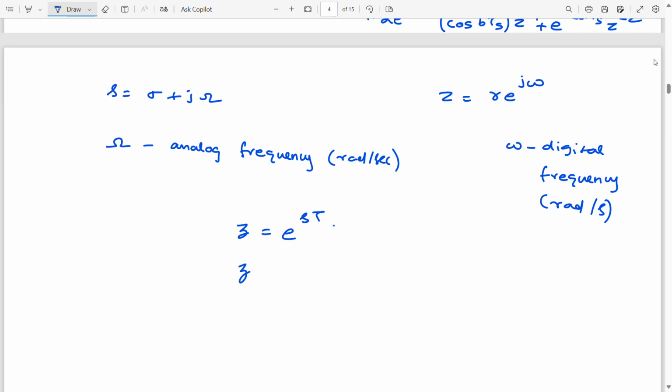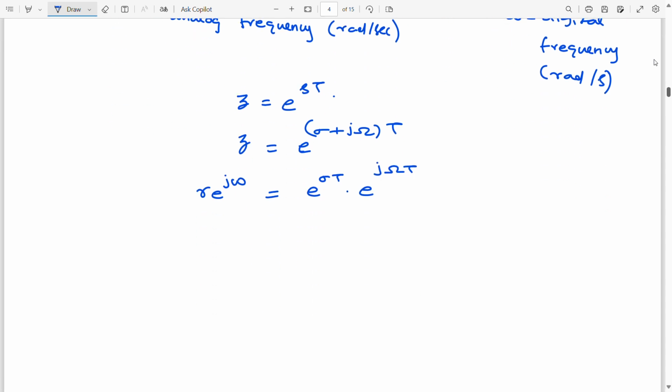And if this equation is expressed as e to the power sigma plus j omega t, and the z can be represented as r into e to the power j omega, so this equation can be finally written as r e power j omega equals e power sigma t multiplied by e power j omega t.